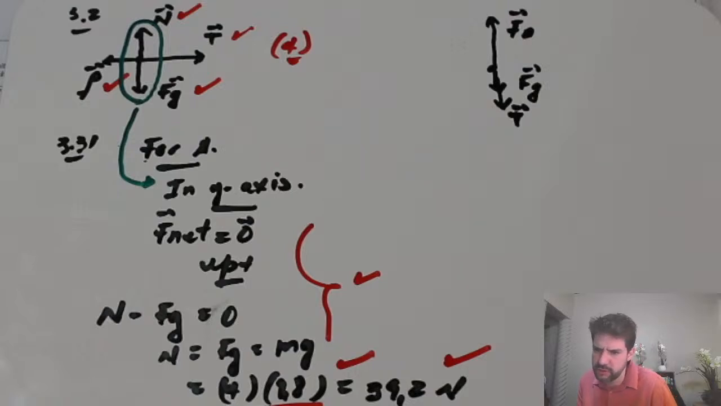Okay, there is 39,2. Yes, that's what I got. Well done. So let's go to the next question, which is the problem. The next question would be the problematic one.